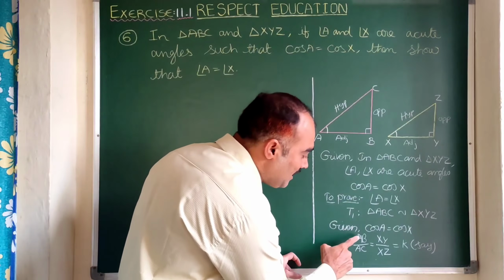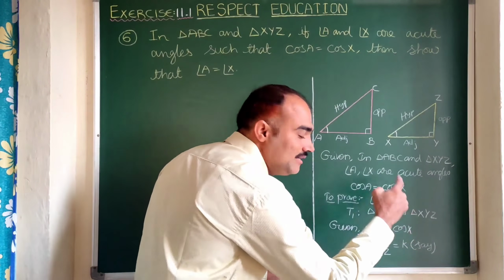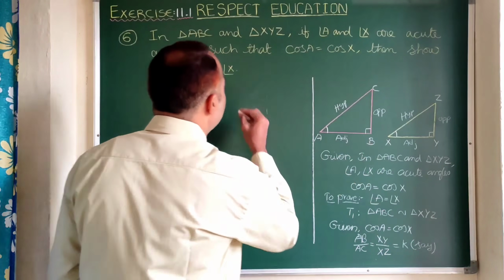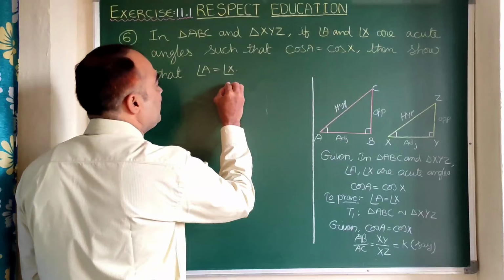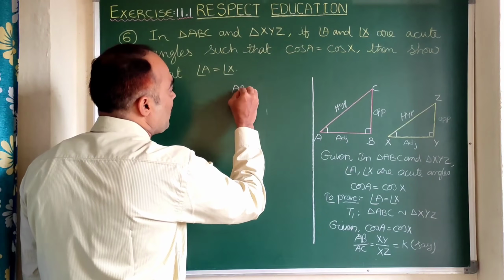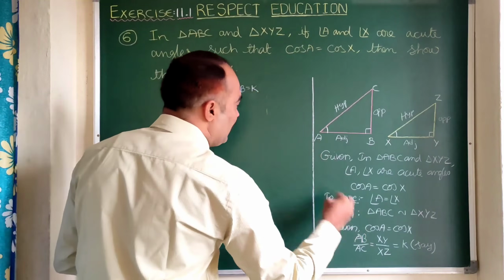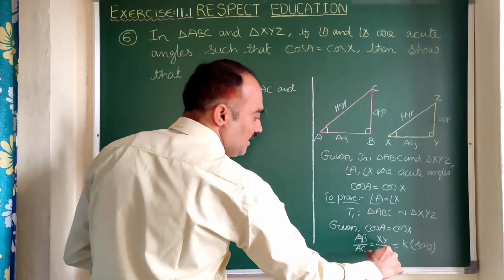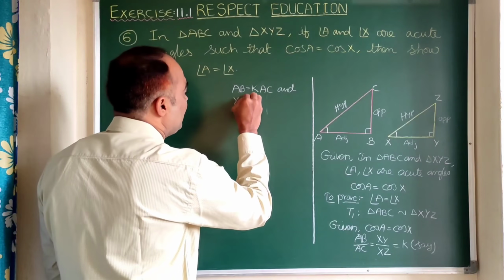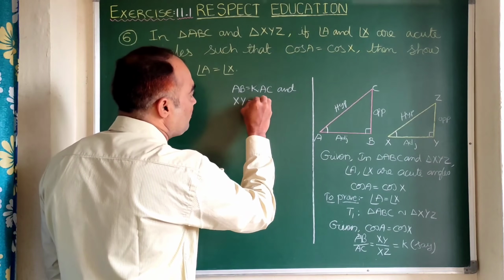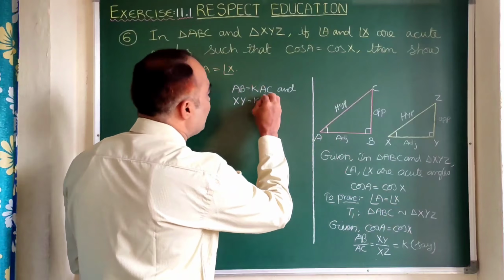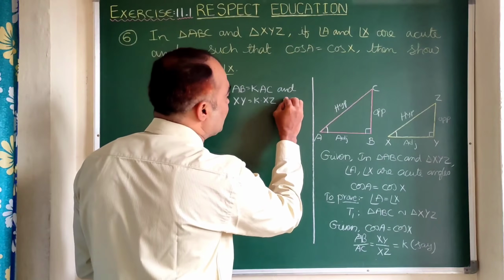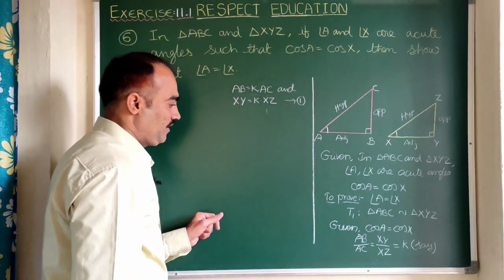So now on cross multiplication, AB is equal to k times AC and XY equal to k times XZ. So here I am writing. So on cross multiplication we get AB is equal to k times AC and XY is equal to k times XZ. In future it will be helpful for us. So let us consider this as equation number 1.